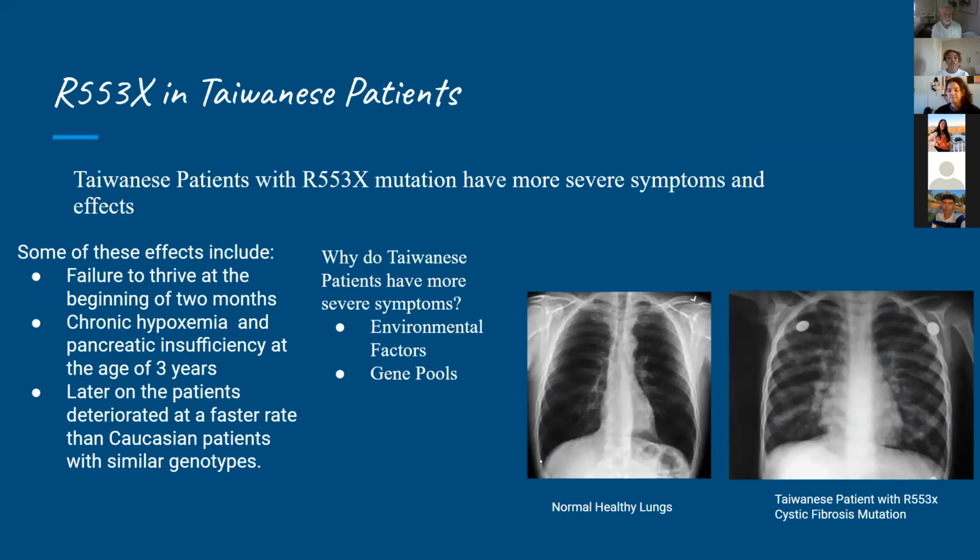Now we talk about R553X in Taiwanese patients. Taiwanese patients with our mutation have way more severe symptoms than Caucasian patients. Some of these include failure to thrive beginning at 2 months. I'm talking about 2 patients here who actually had the same effects. Both of them had failure to thrive beginning at 2 months, chronic hypoxemia and pancreatic insufficiency at the age of 3 years. Later on, the patients deteriorated at a faster rate than Caucasian patients with a similar genotype. And why do they have more severe symptoms? It could be environmental factors or just gene pools.